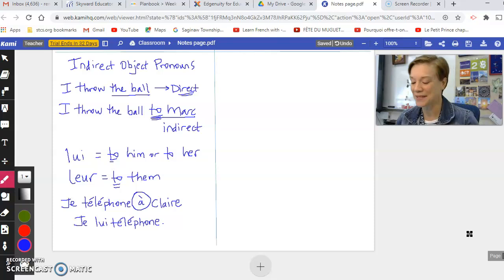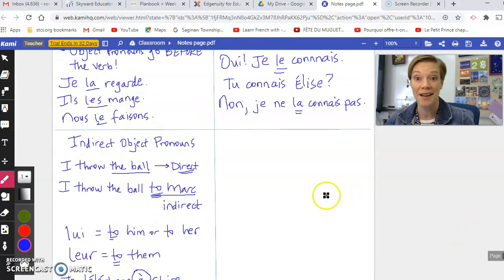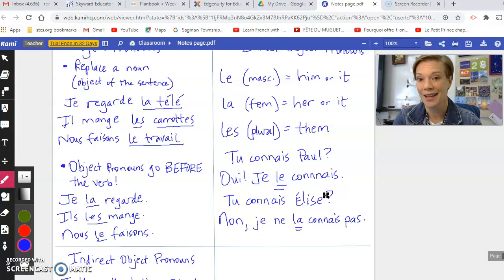We'll do some more examples like this in class, but for now, those are the basics. We're going to be talking about what's the object of a sentence, how do you take that object and make it shorter, and where does it go? Before the verb. Voila, class. Get ready for some more practice with our direct and indirect object pronouns, starting the next time we meet.